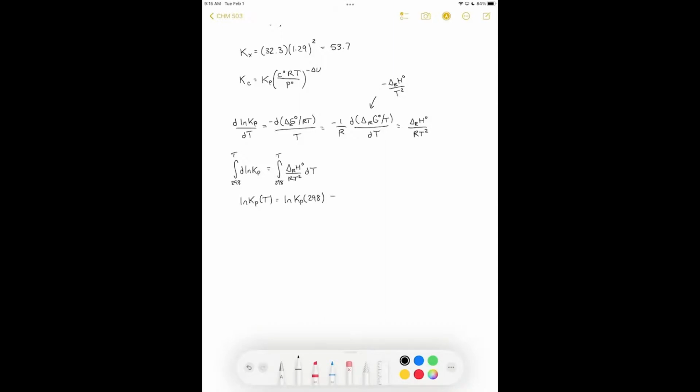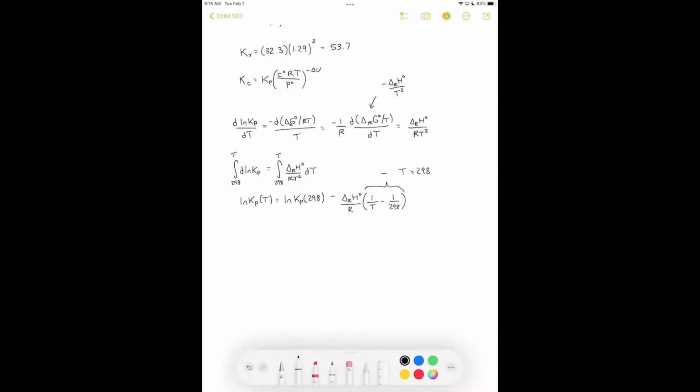And then we'll have this new term that is minus the ΔH° of the reaction over R. And then the integral of 1 over T squared becomes negative 1 over T, or T to the minus 1. So we'll have 1 over T minus 1 over 298. So here we can demonstrate what happens to the equilibrium constant as a function of temperature. If we increase the temperature, this T will be a larger number than 298, and so this number will be negative. So this is a negative number if T is greater than 298.